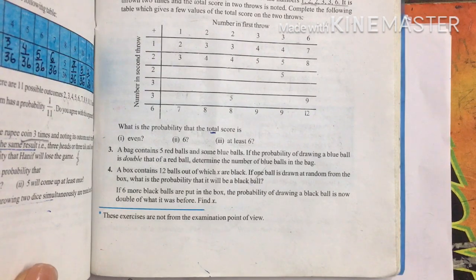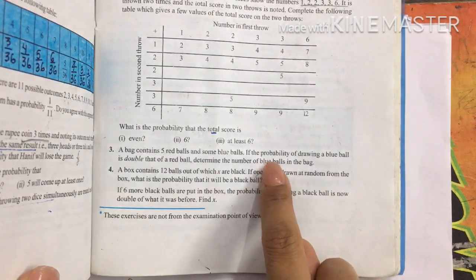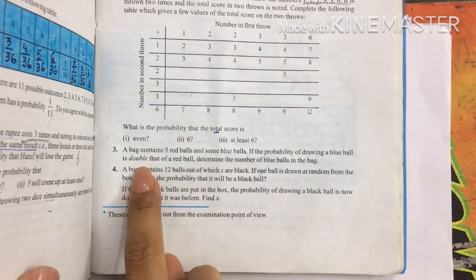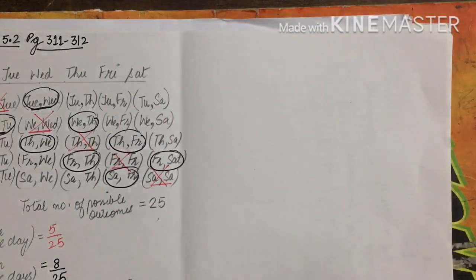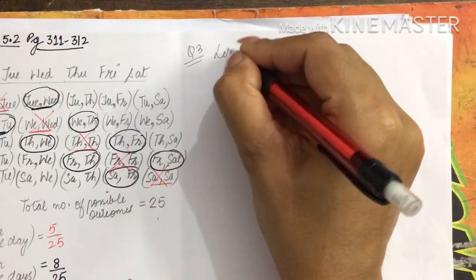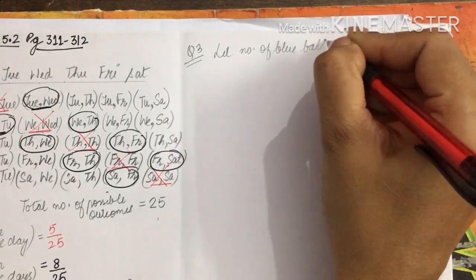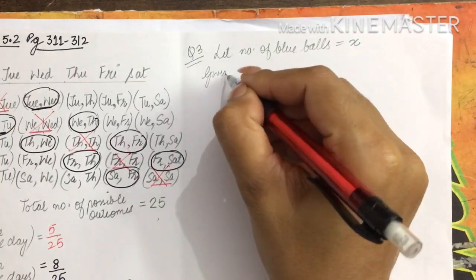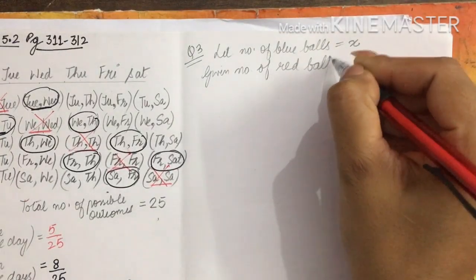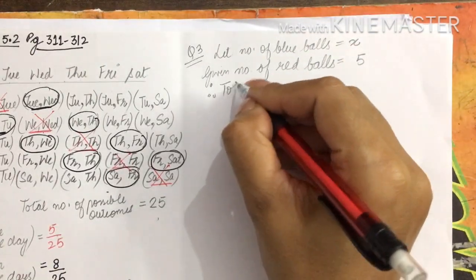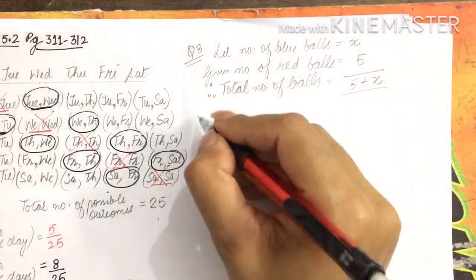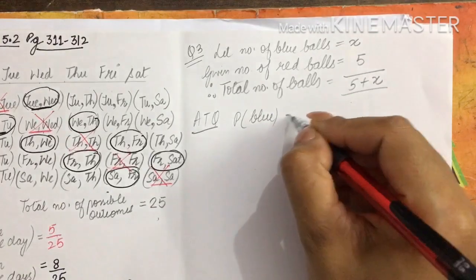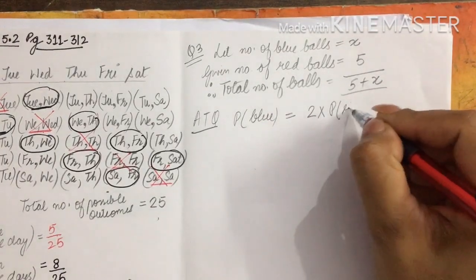To begin with, we will assume the number of blue balls as x, and then we will make an equation from here. Probability of blue ball equals 2 times the probability of red ball. Let the number of blue balls be x. Given the number of red balls is 5, therefore the total number of balls is 5 plus x. According to the question, the probability of blue ball is double, meaning 2 times the probability of red ball.